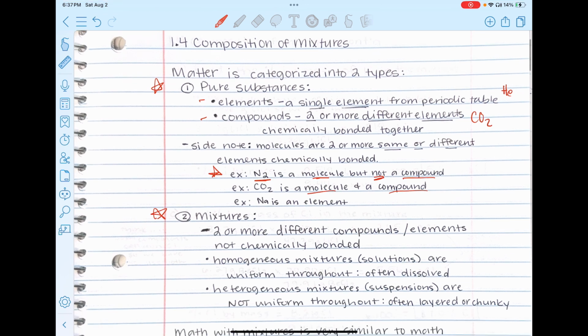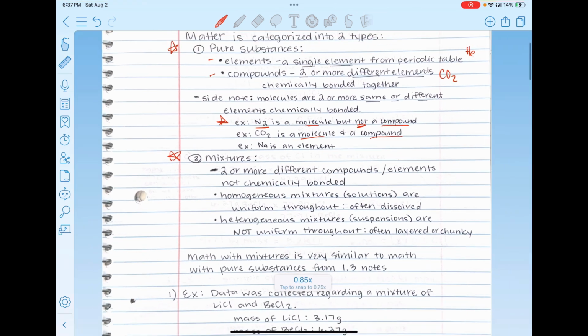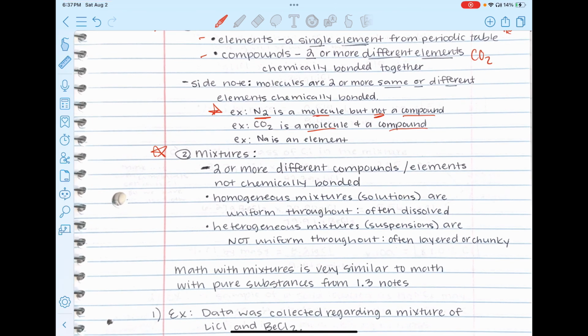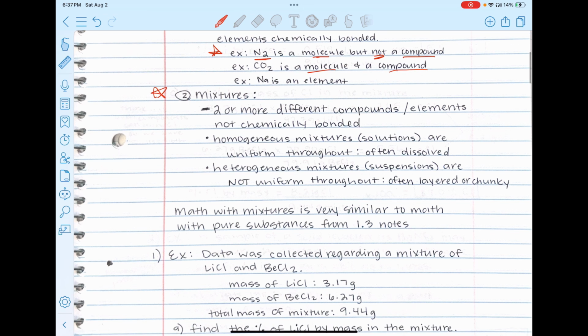All right, so on to our second type of matter. First, we talked about pure substances. Now we're on mixtures. Mixtures, again, two categories. Lots of twos in this lesson. So mixtures are two or more different compounds or elements that are not chemically bonded. They're placed together, perhaps in a container, but they're not chemically bonded to one another.